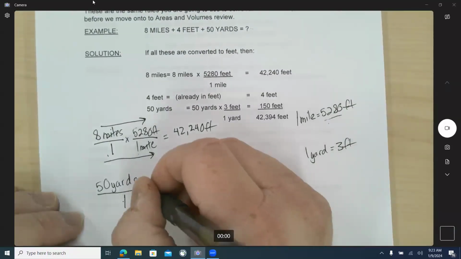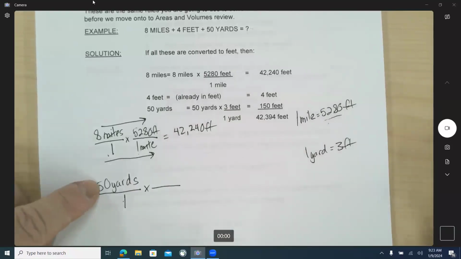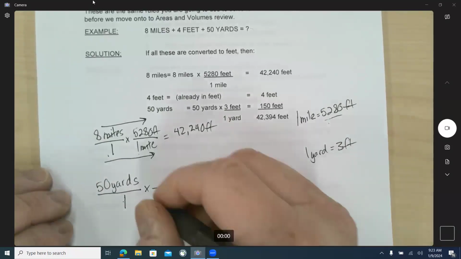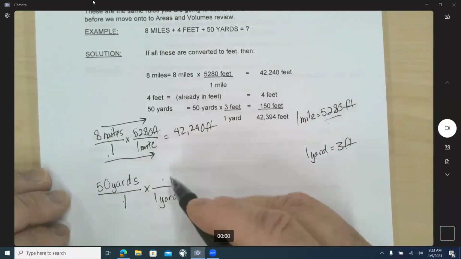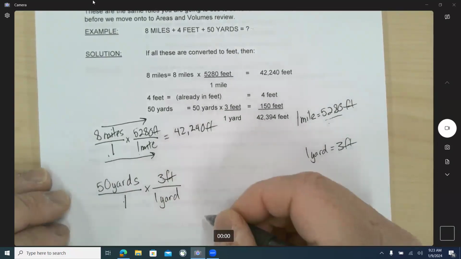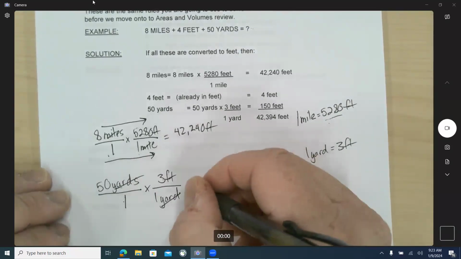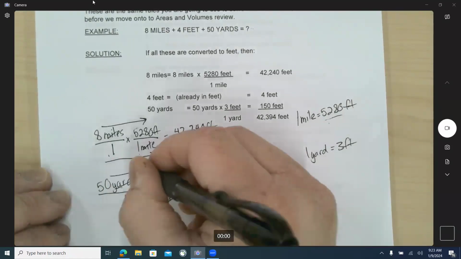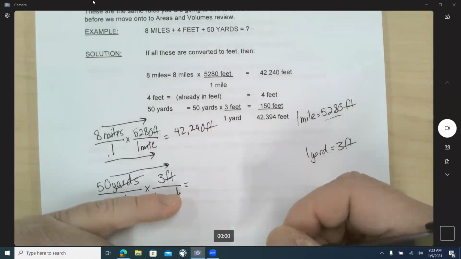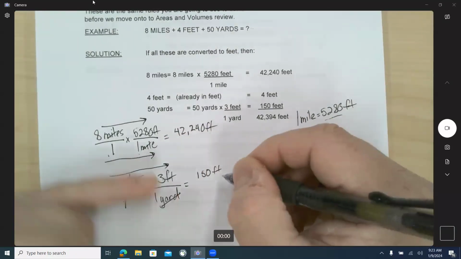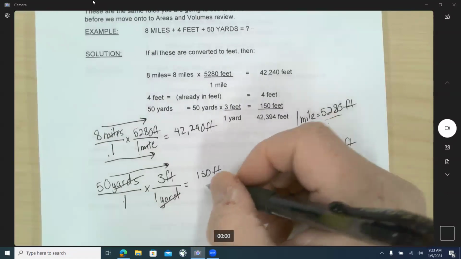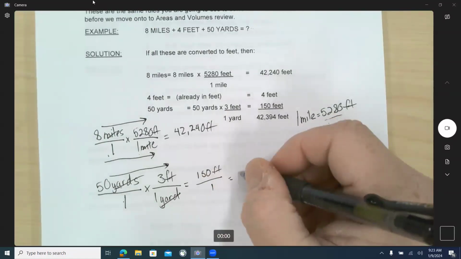So my yards are on top. Where do they have to be to cancel? If yards are on top, they have to be on the bottom to cancel. So 1 yard goes here. And what goes up top then? 3 feet. So yard cancels like that, leaves me with feet. So remember, multiply across the top. So like I said, you just ignore that. So 50 times 3 is 150 feet. And then here you just got 1 times 1. So that equals 1, which doesn't mean anything.